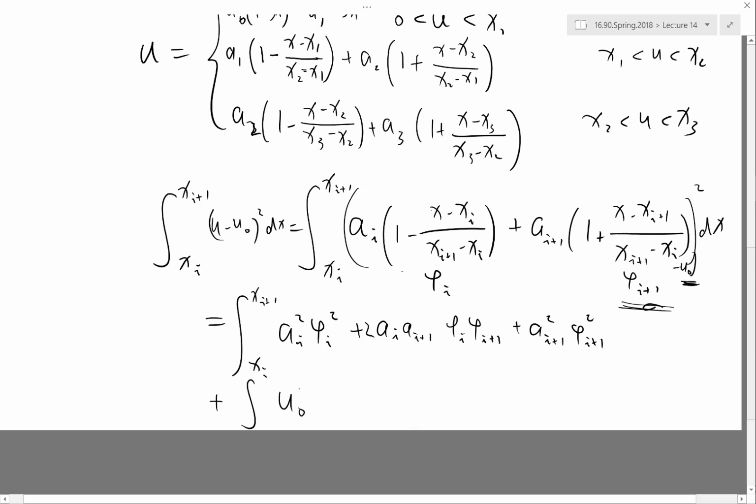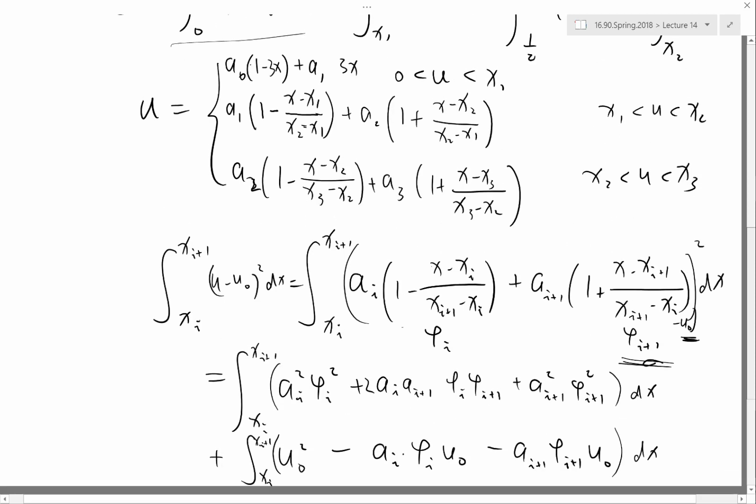So the first term is u0 square, which we don't really care about because we are minimizing over ai, and anything that doesn't involve ai I don't care about in the minimization. The two terms I actually care about are ai times phi I times u0. Oh, it should be minus, sorry. This is minus u0. And minus ai plus 1 times phi I plus 1 times u0 dx. This is still integrated over the same bound. Oh, this is integrated over just the one element, right?